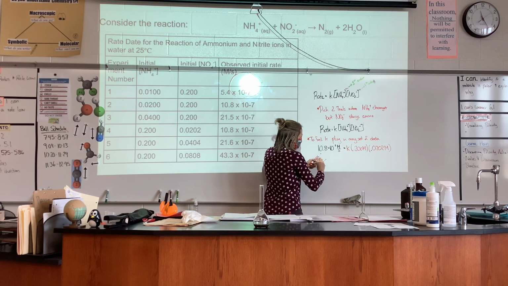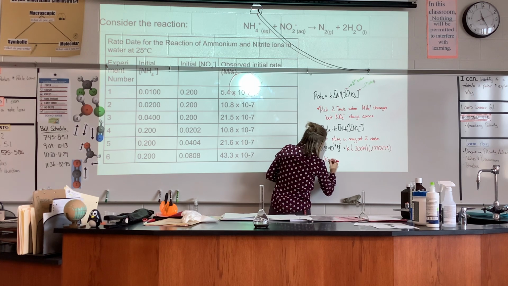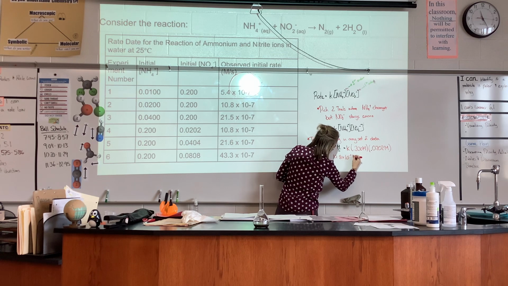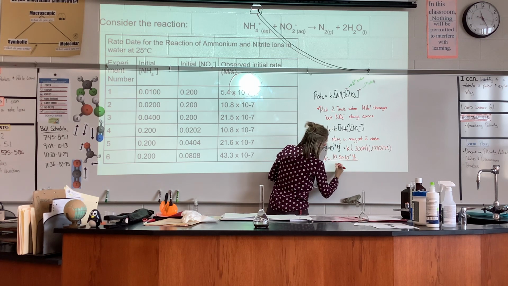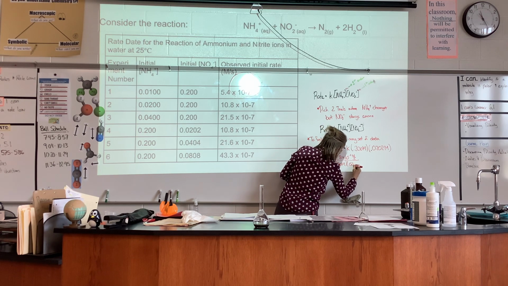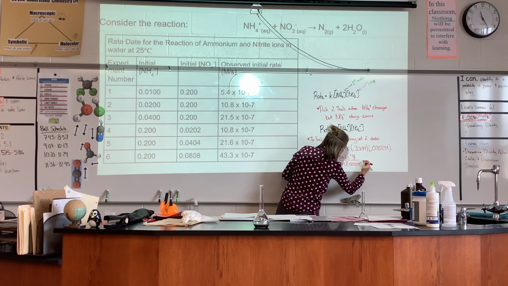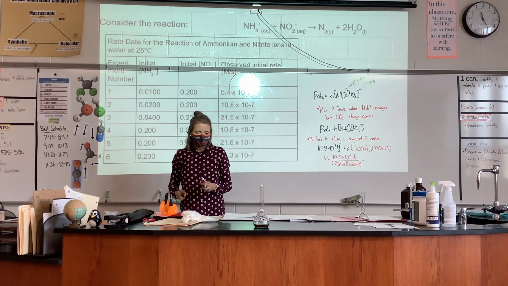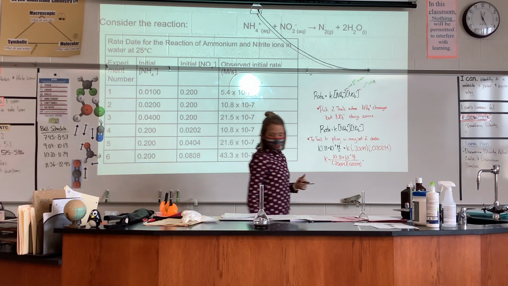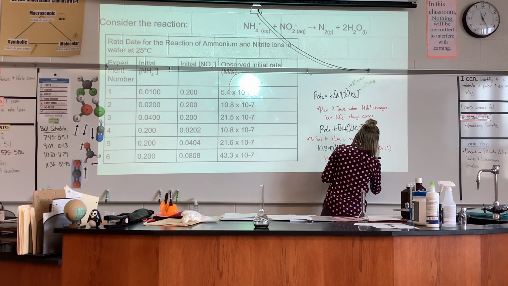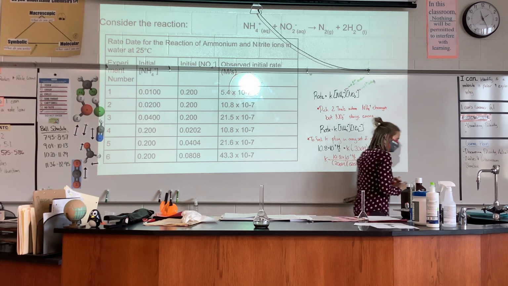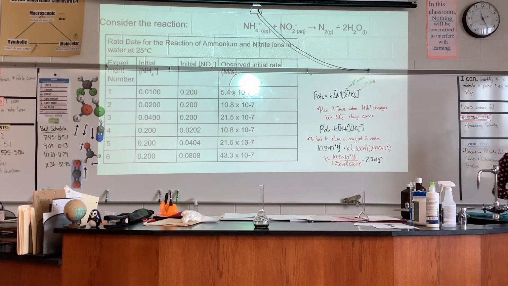Then rearrange, solving for K. So I'm going to get K by itself. So we're going to have 10.8 times 10 to the negative 7 molarity per second over, I'm just showing you what I plug into my calculator. I got 2.7 times 10 to the negative 4. I plug that in.